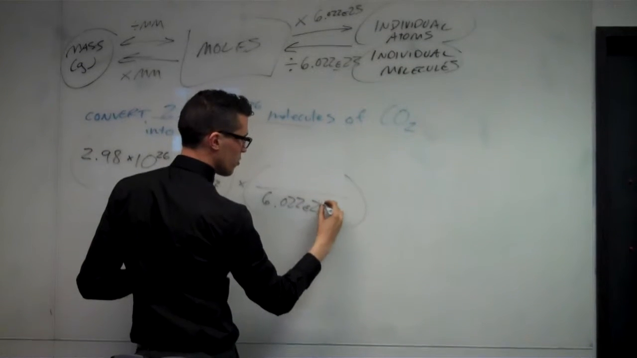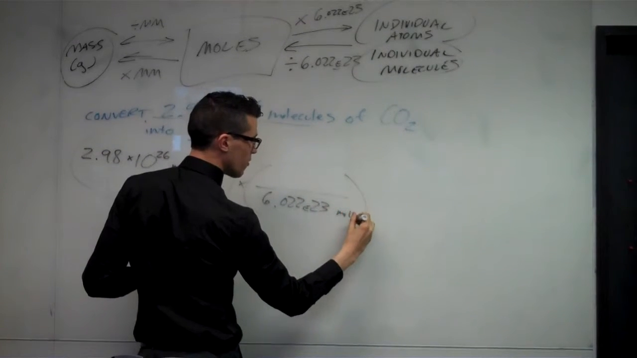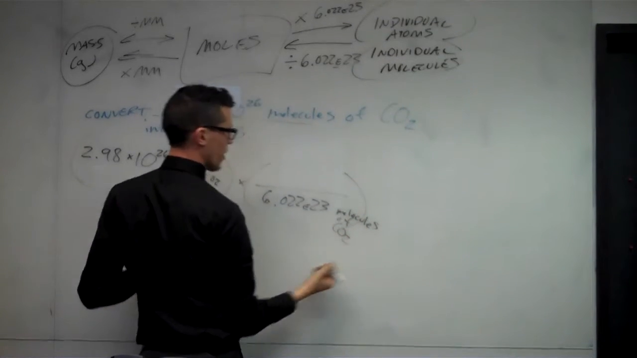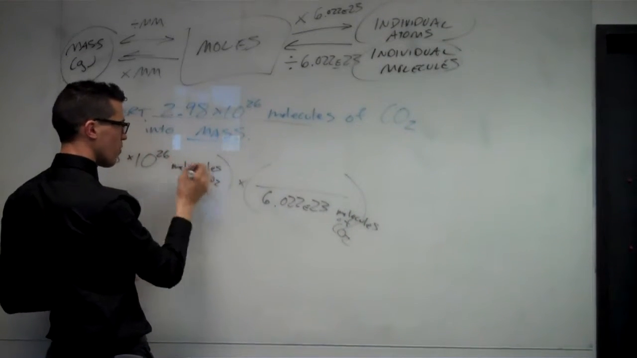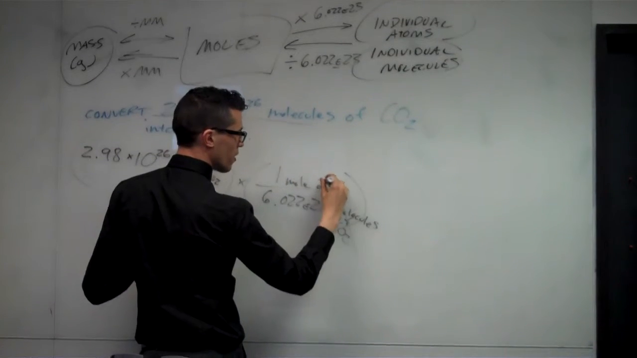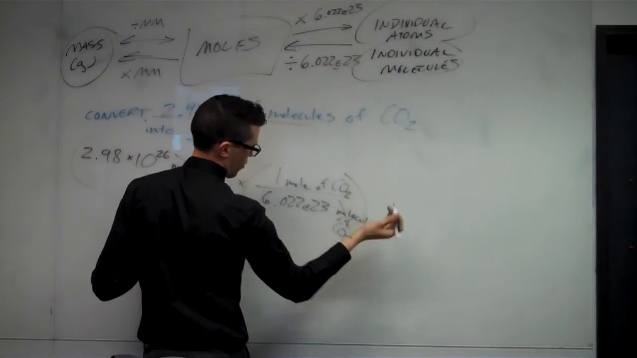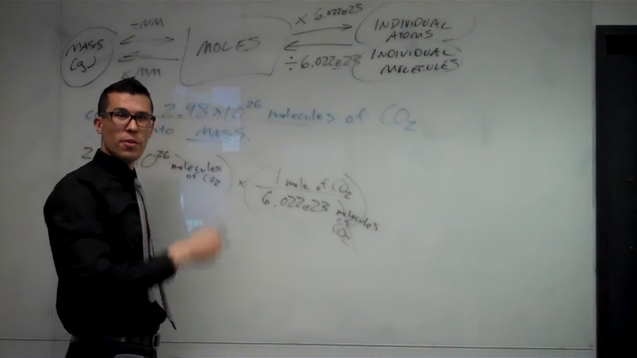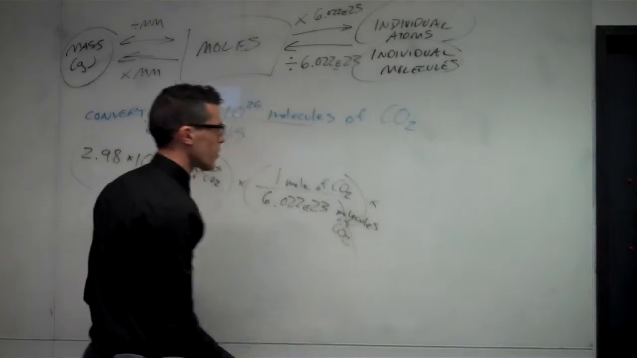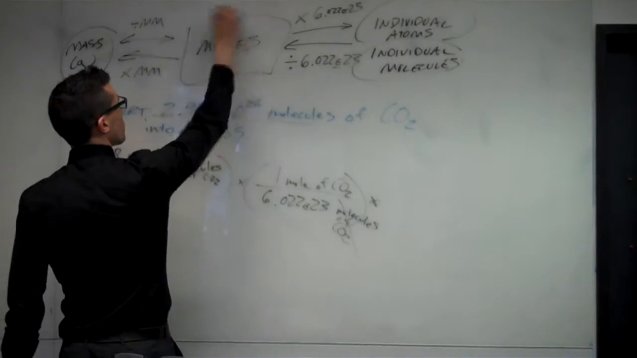So 6.022 times 10 to the 23rd molecules of CO2. That's going to go on the bottom to cross this off. And it's going to be 1 mole of CO2. You can say CO2 molecules if you like, but we know what I mean. 1 mole of CO2. Well, we're not done yet because we're only at moles.